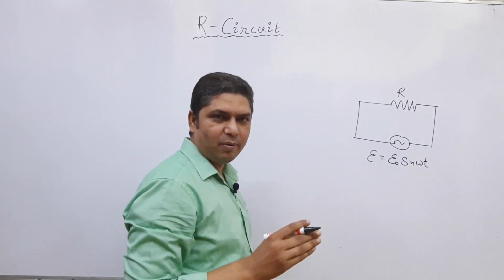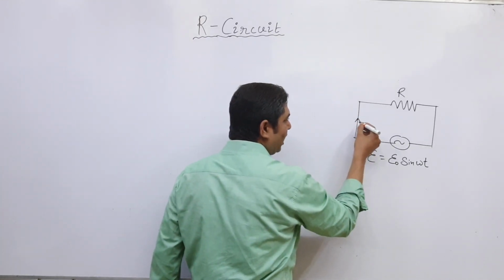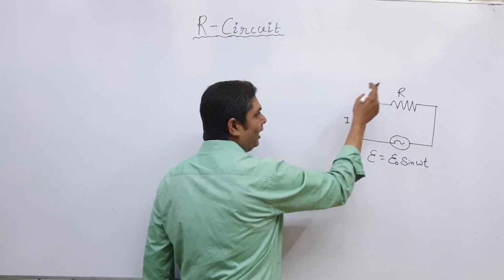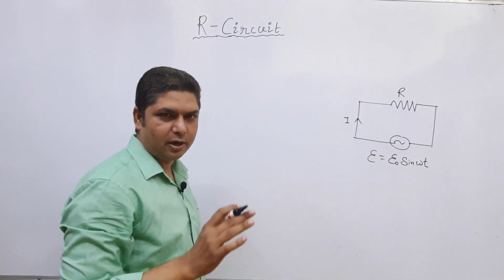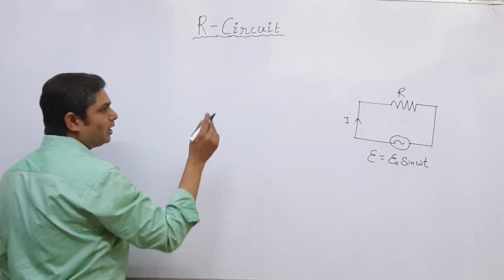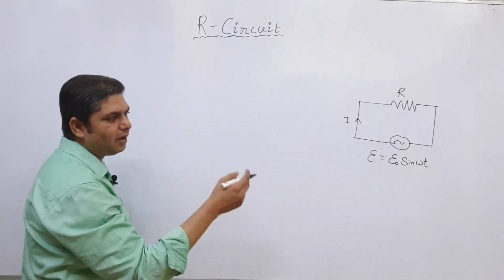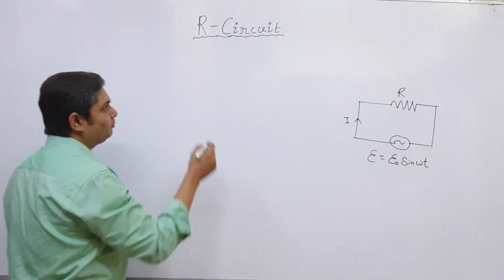This alternating EMF will produce alternating current. That current is I. I current enters the resistance R. So what we have done? Here we have taken a resistance R across an alternating EMF E naught sin omega t.